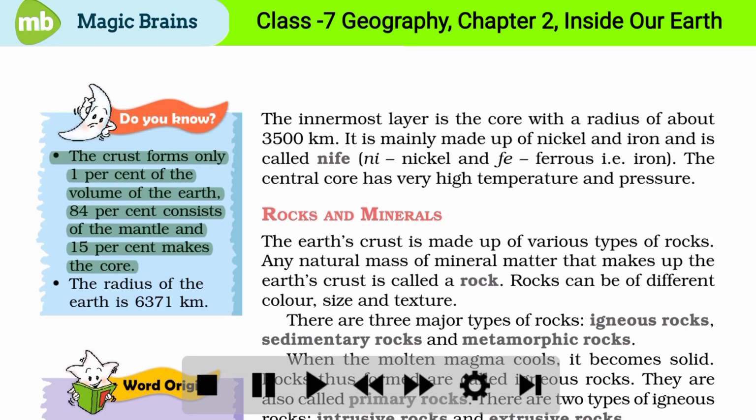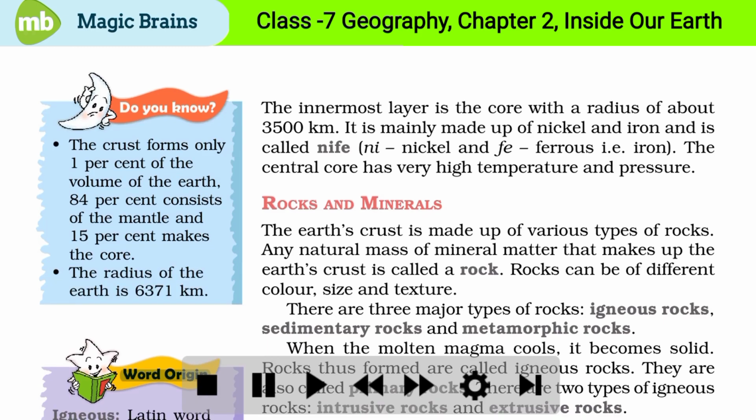On the top left corner of the page we have another informative box titled Do You Know? The crust forms only 1% of the volume of the Earth. 84% consists of the mantle and 15% makes the core. The radius of the Earth is 6,371 kilometers. Below this, we get to know about the word origin.